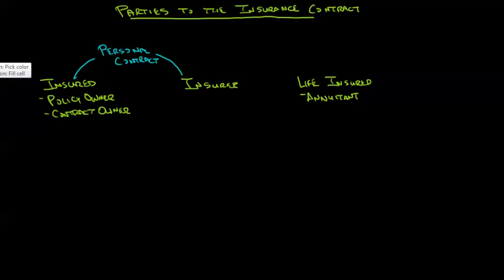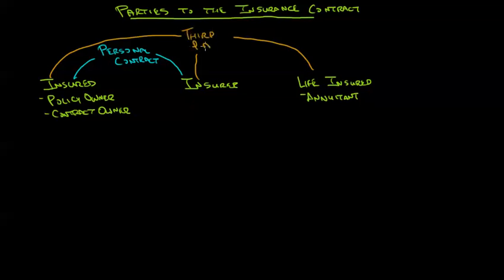It's less common today, but it does sometimes happen that an insured enters into a contract where there are three parties, and that's where we would have the insured, the insurer, and a life insured. And this might happen where a parent takes out insurance on the life of a child, or a business takes out insurance on the life of an employee.